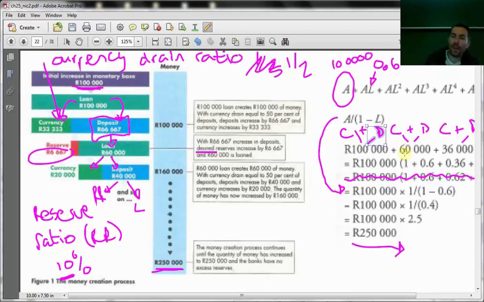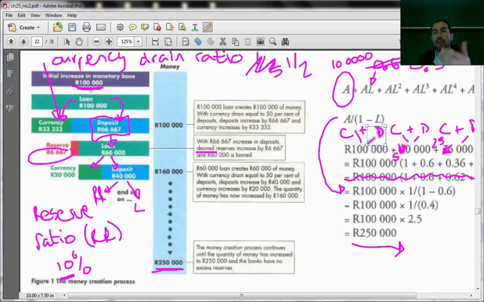So the Reserve Bank changes the required reserve ratio, makes it higher. Now the bank can only lend out 50,000 instead of the 60. So in other words, it's only going to be half of that initial 100. And then of that 50, what is the next amount going to be? It's not going to be 36. It's going to be 50% of 50, which is 25, right? In other words, this value here, L, is no longer 0.6, it's now 0.5.